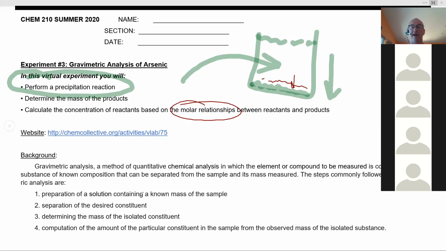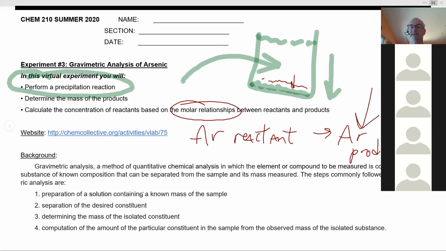Because if we want to calculate how much arsenic was present as a reactant, we need to calculate how much arsenic is there as a product. So we're going to measure the amount of arsenic as a product, because we're going to measure the mass of the precipitate. And then based on the molar relationships between reactants and products, we'll figure out how much arsenic was there at the beginning as a reactant. And so basically, this is what we call an assay.